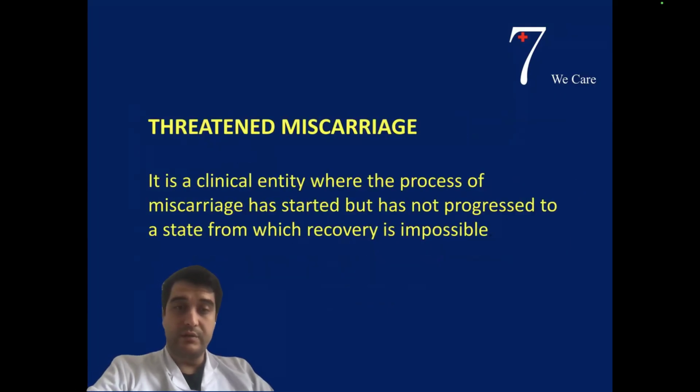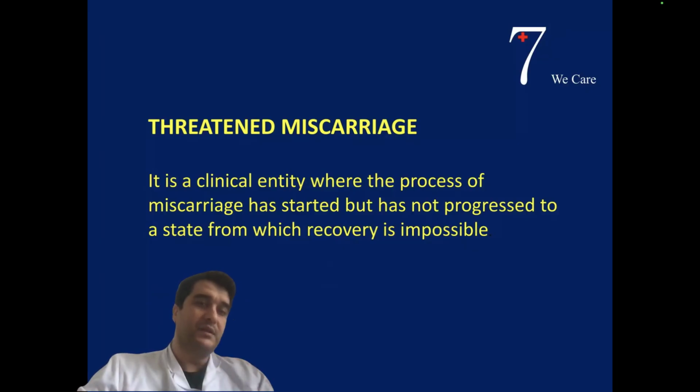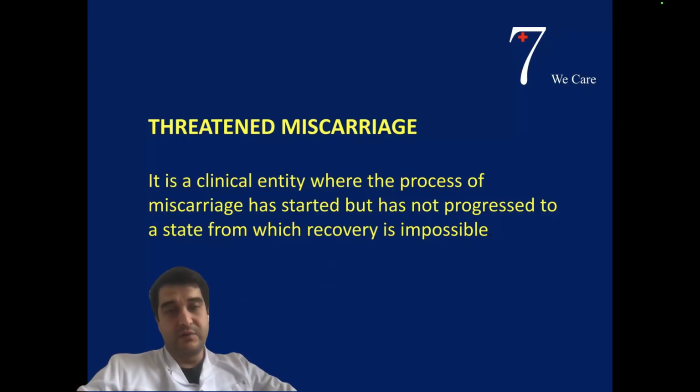So, threatened miscarriage. It's a clinical entity where the process of miscarriage has started but has not progressed to a state from which recovery is impossible. We have different views on threatened miscarriage. In Uzbekistan standards, we say threatened if we have only an increase in the tonus of the uterus. In this way, we have only pain. But if we have bleeding, in this case we say beginning of abortion. So threatened means you have pain. But in other books, they say threatened means you also have bleeding.